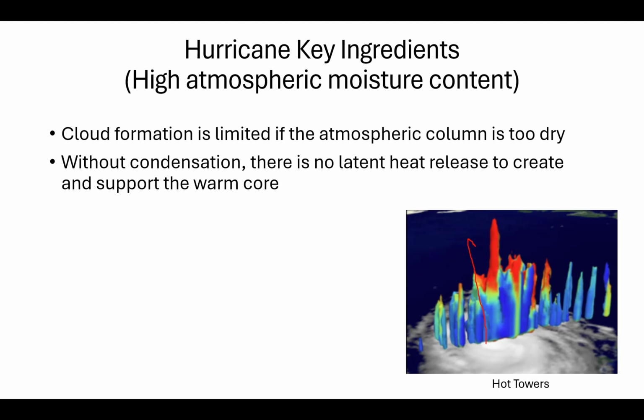This air vigorously rises in the vertical. That's what we're showing you, a cross section of some of these hot towers, and the air is rising vertically. All the heat energy from the ocean surface is being redistributed throughout the whole entire atmospheric column, and it's really just an impressive thing to watch.